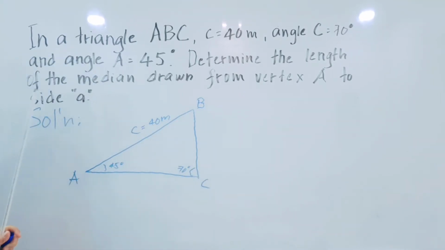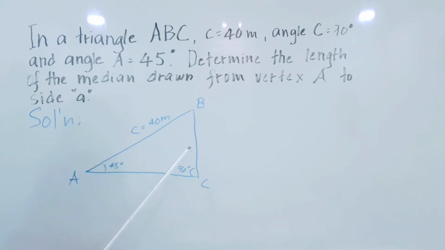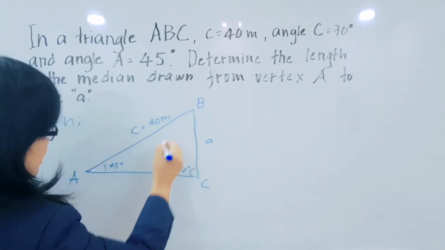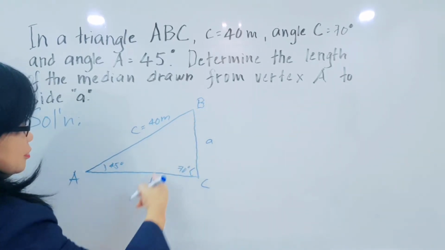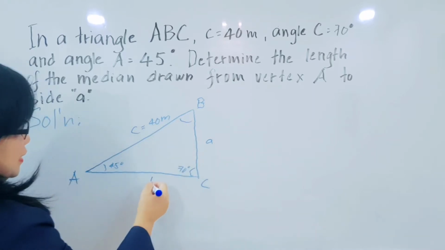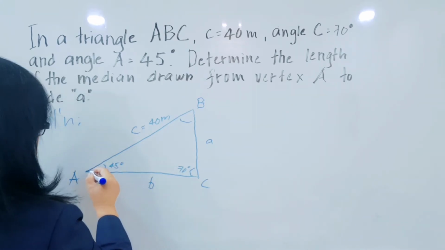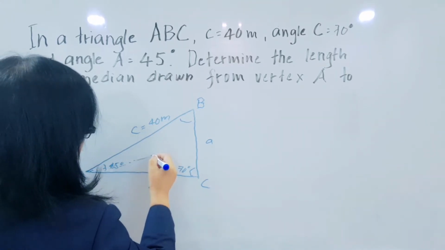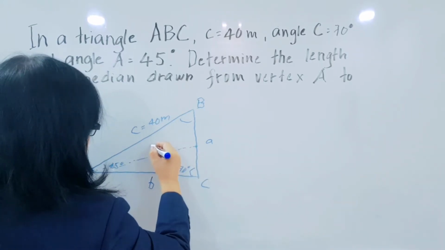This is angle C. Now, determine the length of the median drawn from the vertex A to side A. This is the side A, and this is the side B. See, the opposite of angle A is side A, the opposite of angle B is side B, and the opposite of angle C is side C. Now here, of course, the median, that means the half of this one, the median to A, we will call it H, for example.